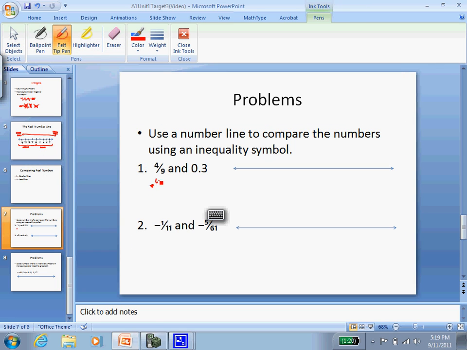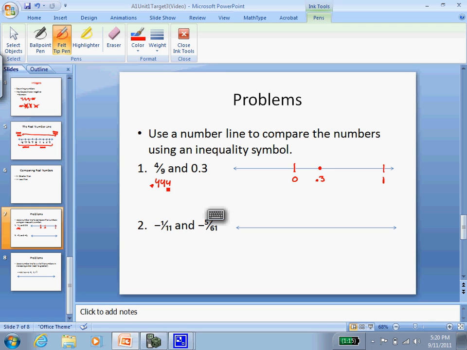So it's about 0.444. And now I'll use my number line. So I'll have 0. And then you can say 1 somewhere over here. So now if I have 0.3, that'll be approximately here.